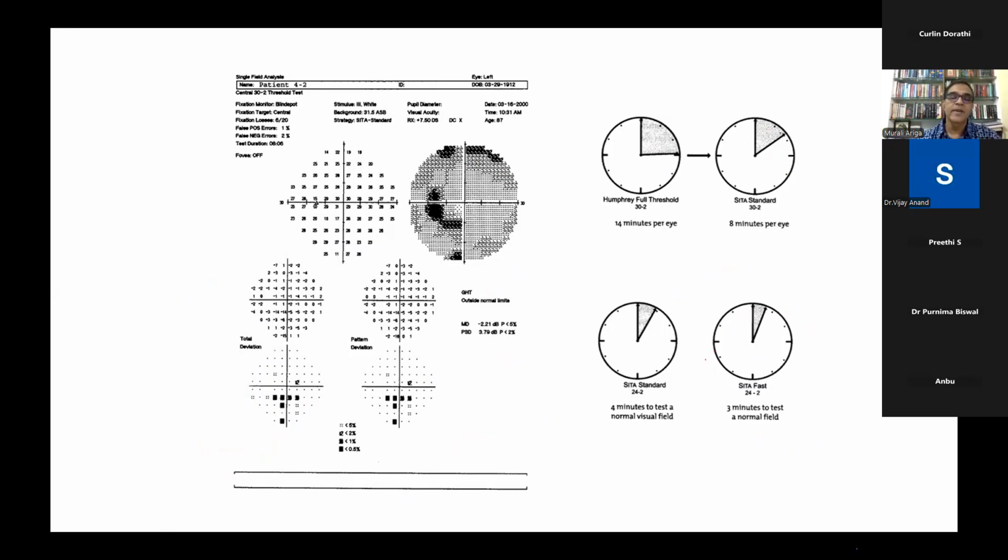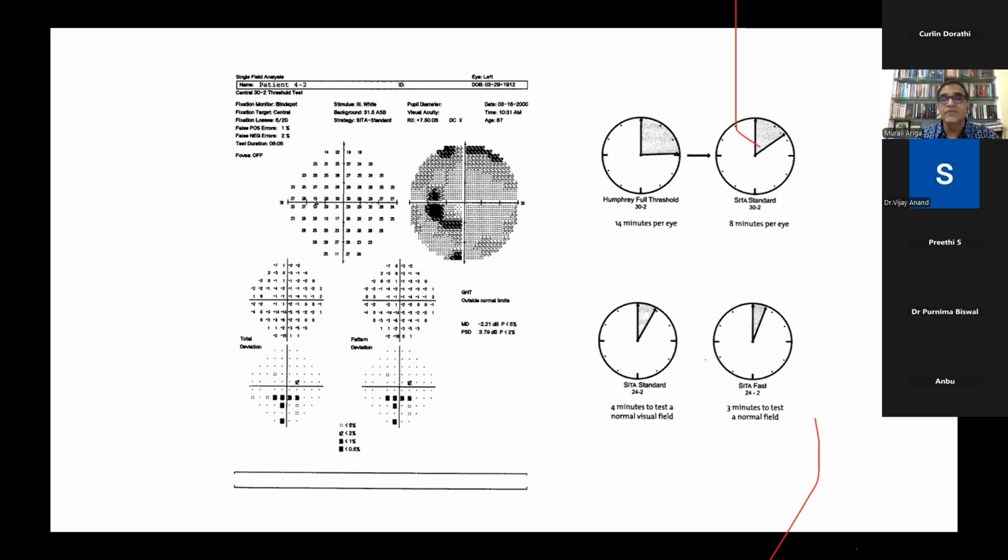SITA fast, mind you, is not a good screening test. People might think you want to do it quickly and you want to do a fast screening test, so you do a SITA fast. SITA fast takes some learning and takes some patience to understand every aspect of the perimetry. So somebody who has been doing the visual field several times, then you can start doing and following up on SITA fast.